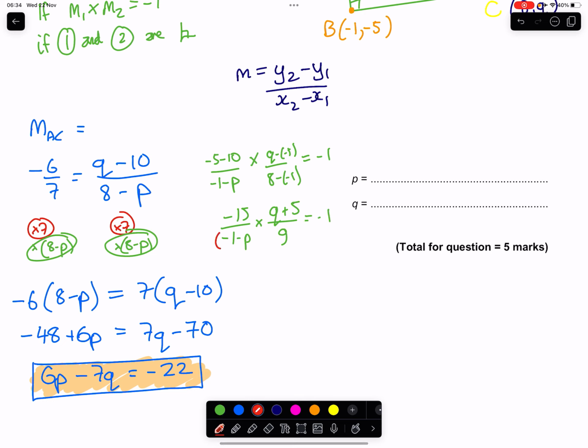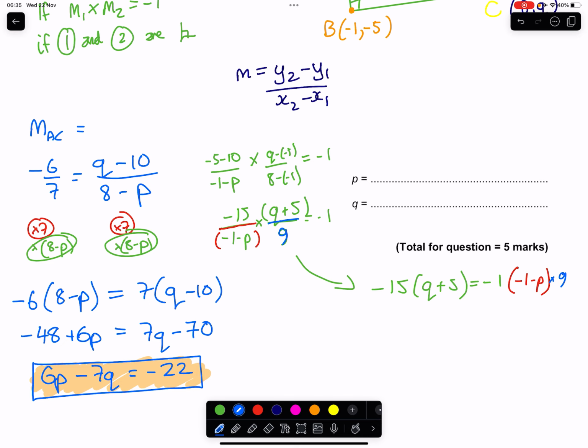I can now multiply both sides by that red thing and multiply both sides by that blue thing in order to get rid of the fractions. So what I will have if I do that is a minus 15 bracket Q plus 5. And on the other side we're going to have a minus 1 times a minus 1 minus P times a 9.